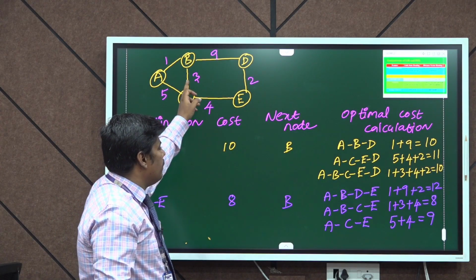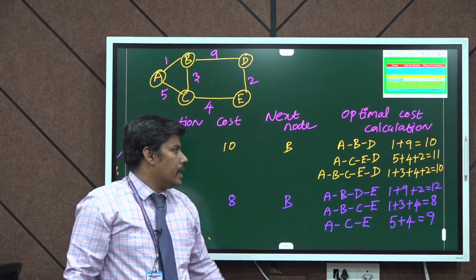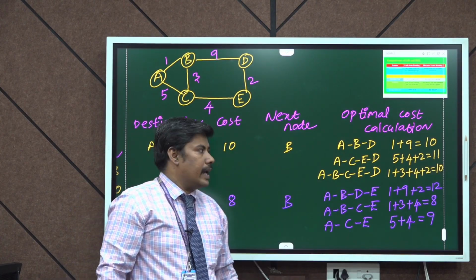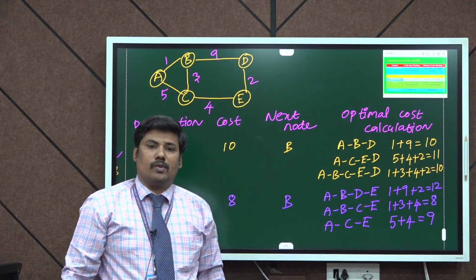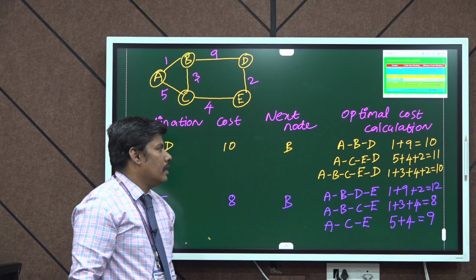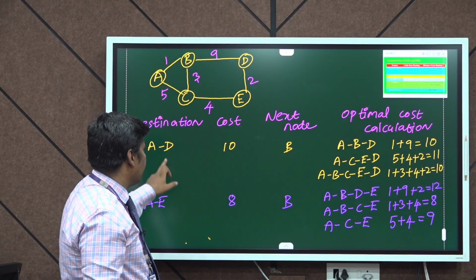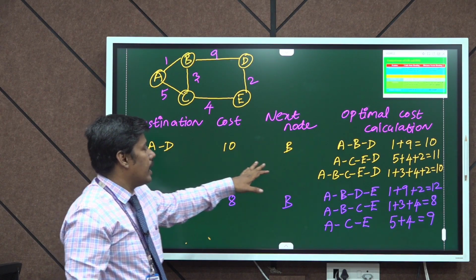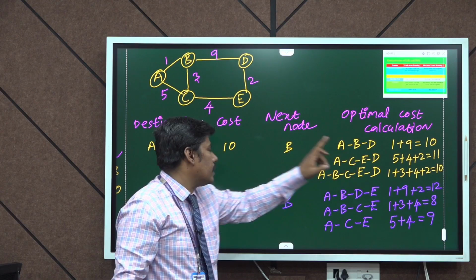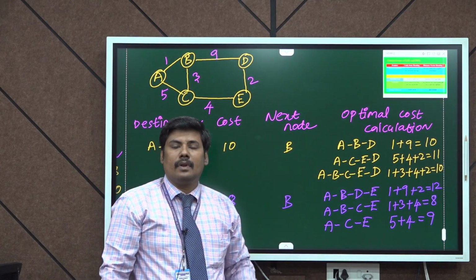A to B, B to C, C to E and E to D. Here I am getting 10. Here we have the same kind of output values 10, 11, 10. But B is already written in the destination column, so I ignore that. Here my next node is D, so I am writing D here.